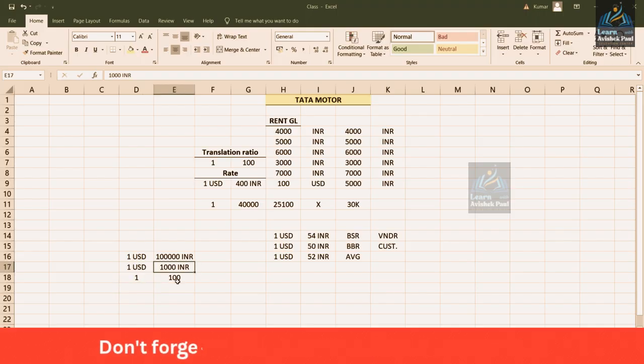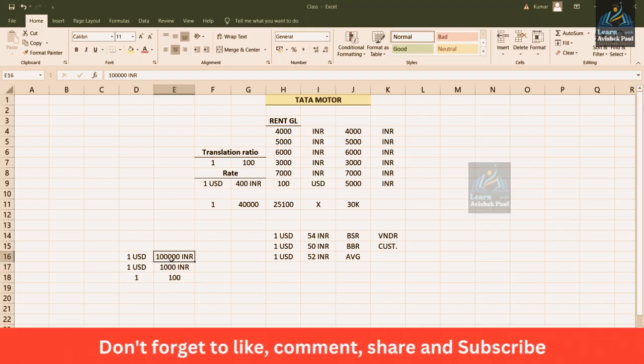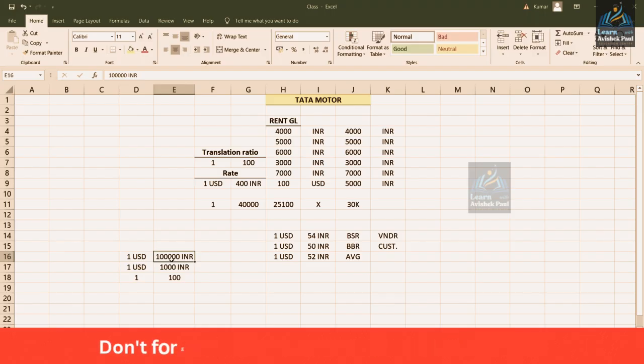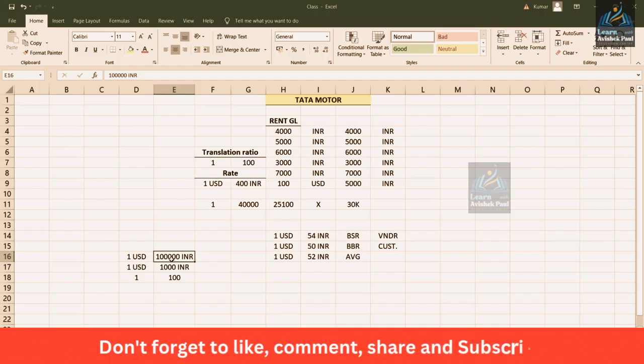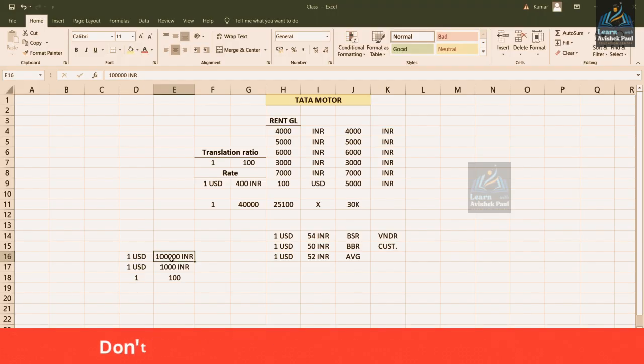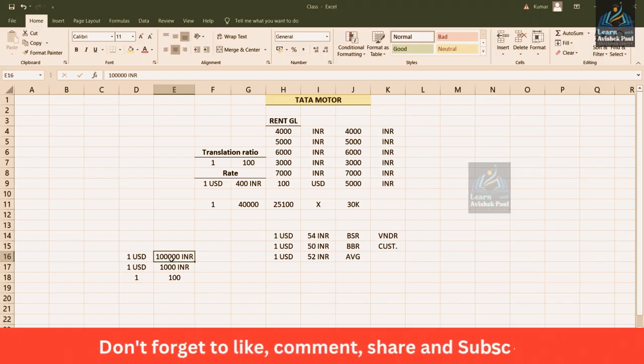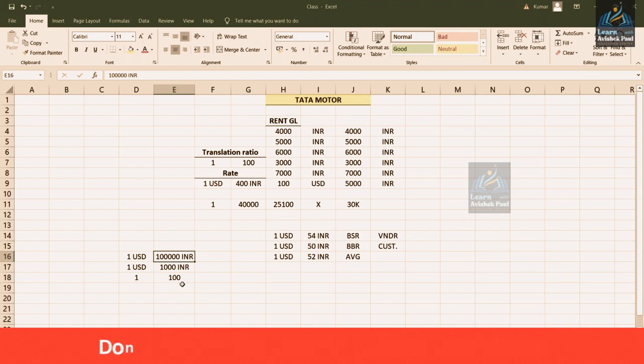So this is how 1000 multiplied by 100, the system is going to calculate 1 lakh INR, right? This is the easiest example I can quote, guys. Likewise, you can have multiple examples. Whatever your company code currency is, it could be Australian dollar, or any other currency, you can put it here, and in that way you can explain, right? So this is the logic behind translation ratio.